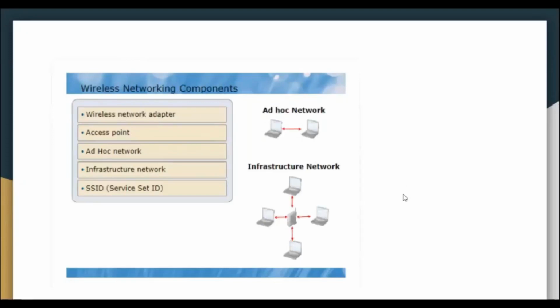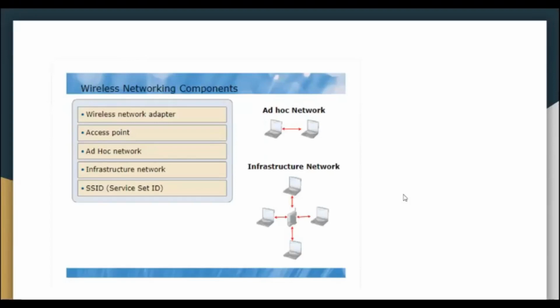So in wireless networking, we have different components. First, we have the wireless network adapter. We have the access point, the ad hoc network, the infrastructure network, and the SSID, or the service set identifier. The wireless network adapter, of course, allows the device to communicate over the LAN or local area network, so connecting to the internet or to other computers. The wireless network adapters, such as those on laptop computers and tablets, take the computer signals and convert them into radio waves that transmit via antenna.